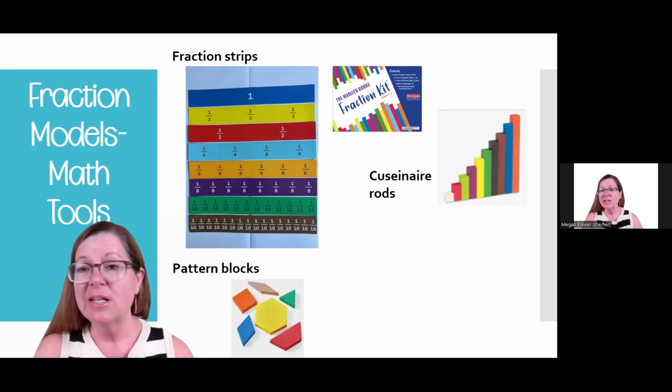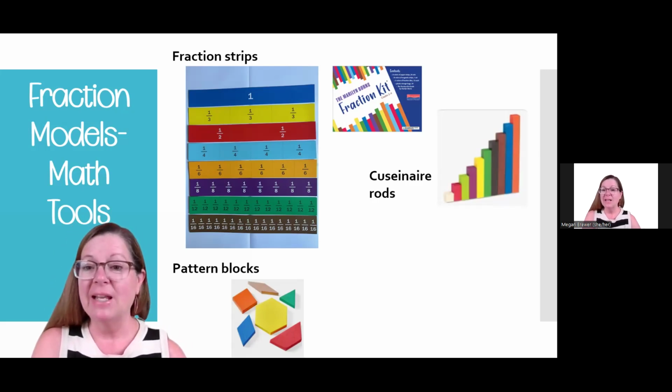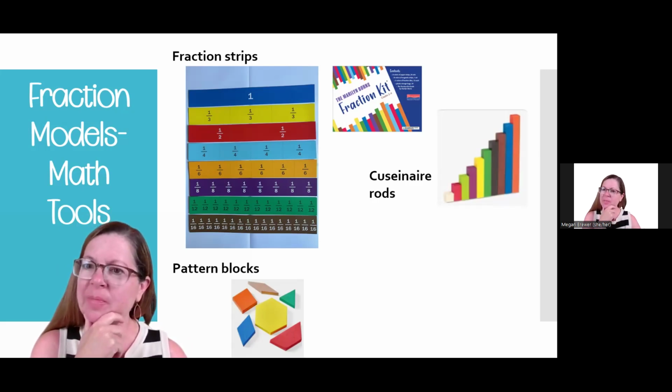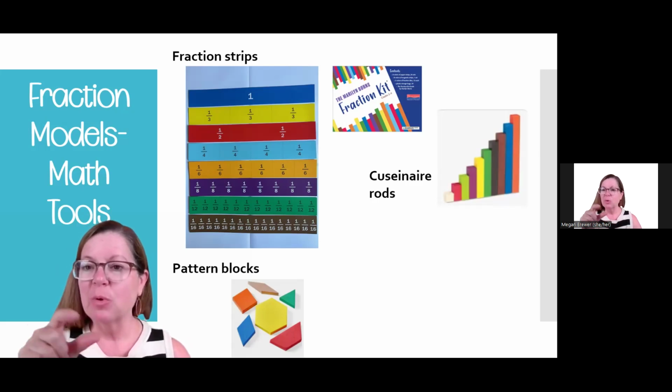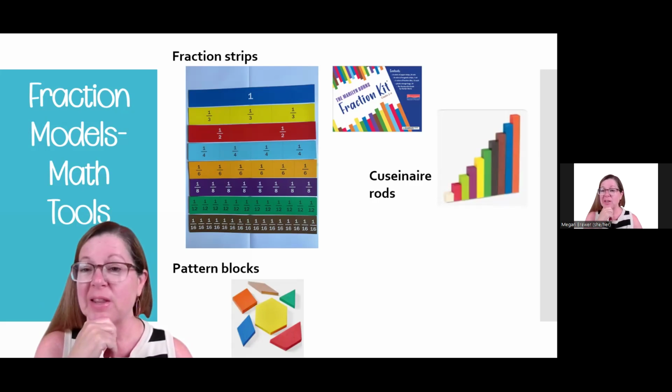For example, I could say to students, and again, they're going to have their hands on these, let's pretend the yellow hexagon equals 1 whole. How much does the red trapezoid equal? Students would be exploring and probably turning and rotating the red trapezoid, and they would discover that 2 red trapezoids fit perfectly on top of the yellow hexagon. So 1 red trapezoid is 1/2.